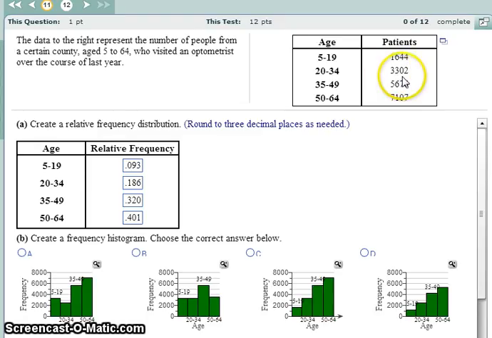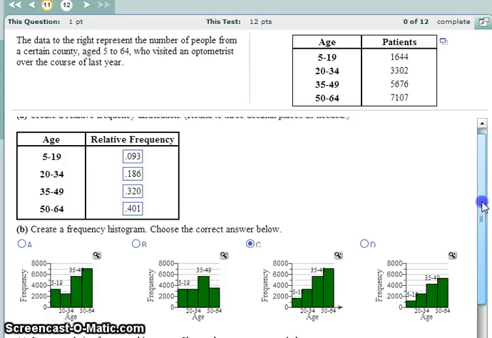20 to 34 should be 3302. So that looks like it could be right. This one's below 3,000 though. So C is our only option. It's going to be C. And let's just verify. 35 through 49 should be at 5.6. Yep, that looks about right. And 50 through 64 should be at 7107, and again it looks correct. So C would be your choice there.